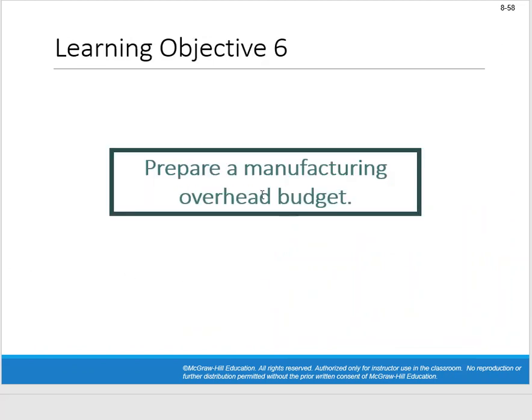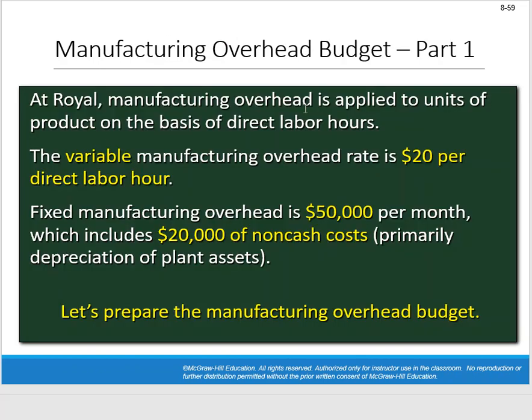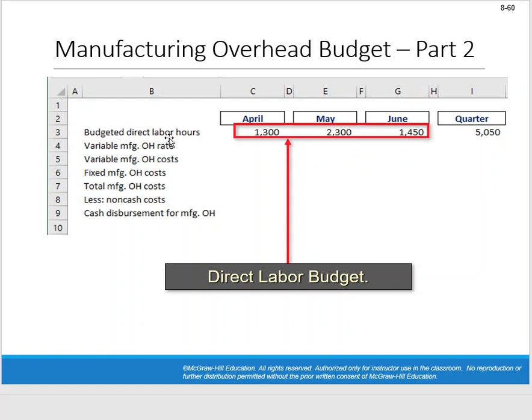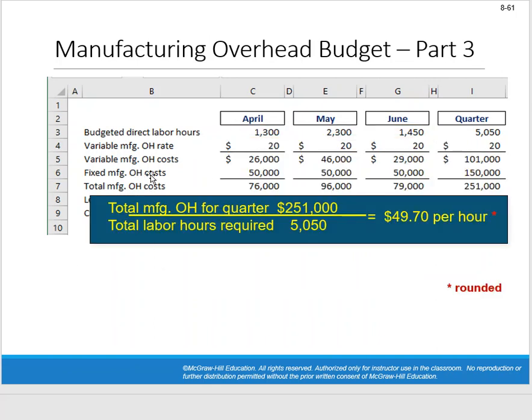Our next step is the MO budget, manufacturing overhead budget. And at Royal, MO is applied to units of product on the basis of direct labor hours. So our variable MO is $20 per DLH, and the fixed MO is $50,000 per month, which includes $20,000 of non-cash, primarily depreciation. Right now, you may not care so much about the non-cash part, but when we get to the cash budget, then you will. So in terms of our MO budget, we take our budgeted direct labor hours, DLHs, and then we multiply by the variable MO rate of $20 per hour. So we get 26,000, 46,000, and 29,000. And then we take our fixed MO, we add that in, and we get our total manufacturing overhead cost by the month and for the quarter total.